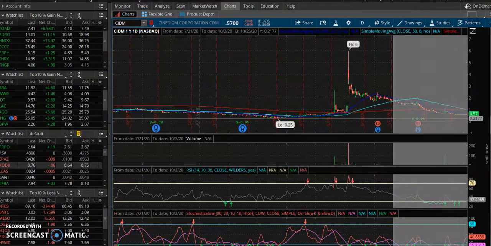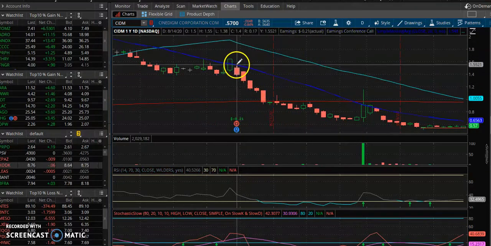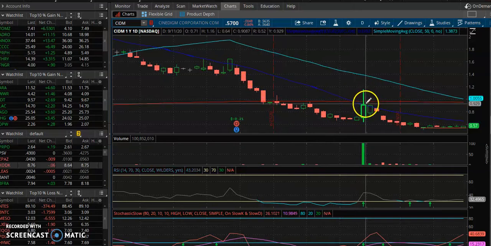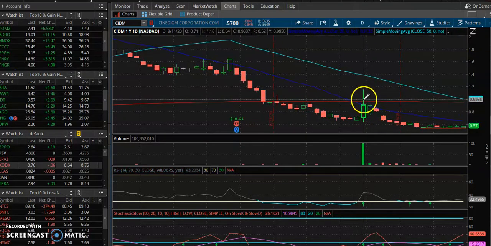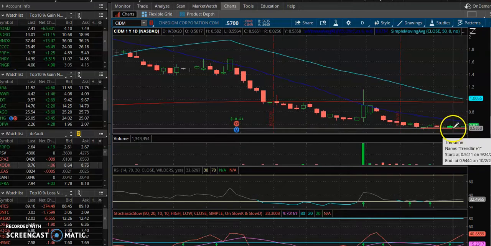Now, you see this trend line. It tries to break above this trend line, this moving average, and it can't. It tries to break above the moving average again. It did temporarily, and then it pulled back. So right now, this is support. Support is what? 53 cents.